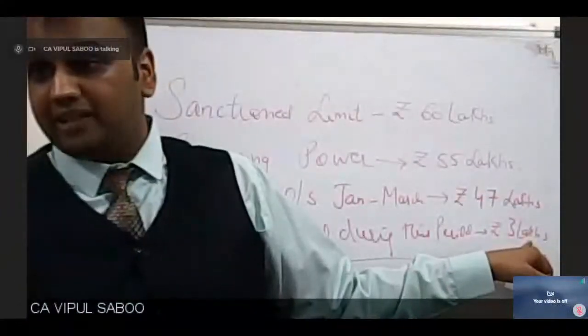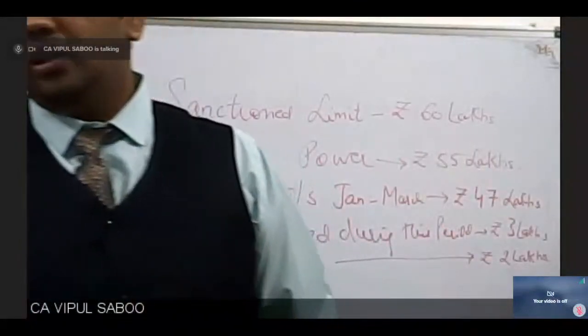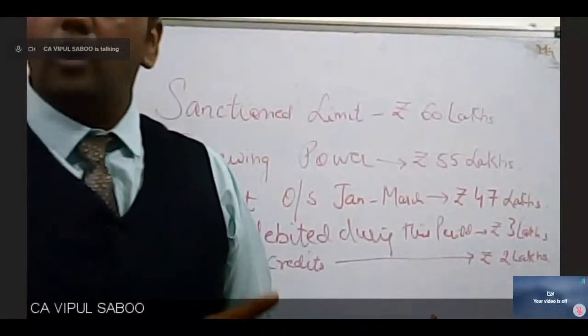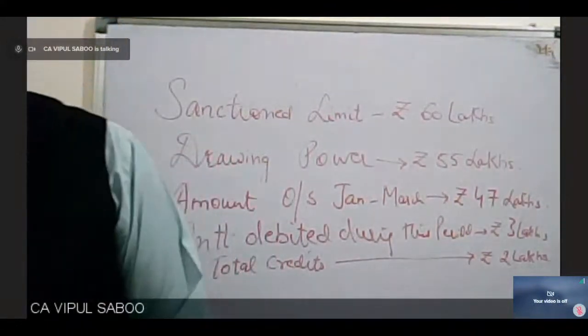Interest debited was 3 lakhs. And you have made credits of 2 lakhs. This is out of order. Your account is out of order. This is an example of out of order. Right?